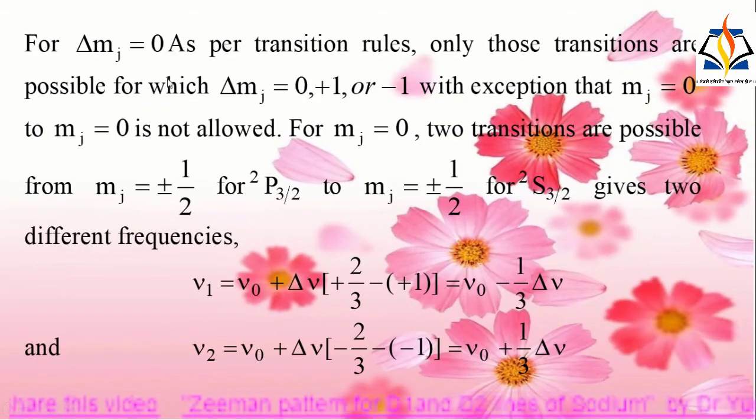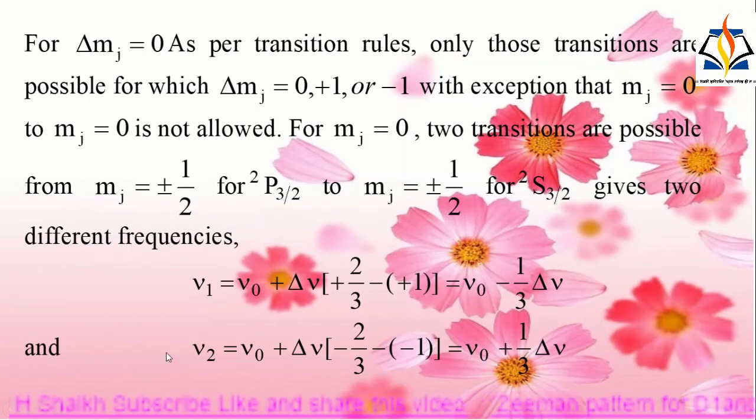For delta mj is equal to 0, as per transition rules, only those transitions are possible for which delta mj is equal to 0, plus 1 or minus 1, with exception that mj is equal to 0 to mj is equal to 0 is not allowed. For delta mj is equal to 0, two transitions are possible, from mj is equal to plus minus half for 2p 3 by 2 to mj is equal to plus minus half for 2s 1 by 2.